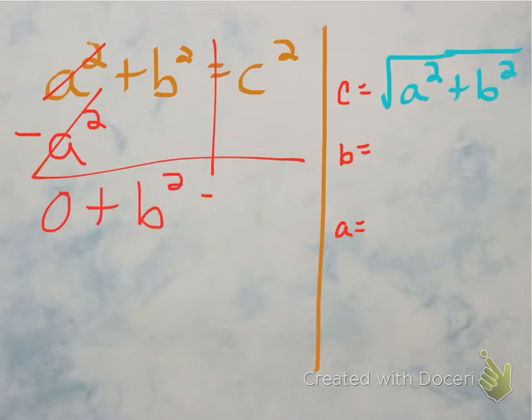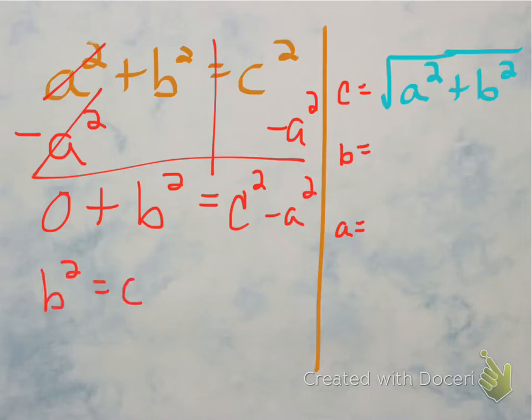So B squared equals. Now the only thing is, if I do it to this side, I have to do it to the other side. So I'm going to minus A squared over here. So I end up getting C squared minus A squared. So let me rewrite this. B squared equals C squared minus A squared.